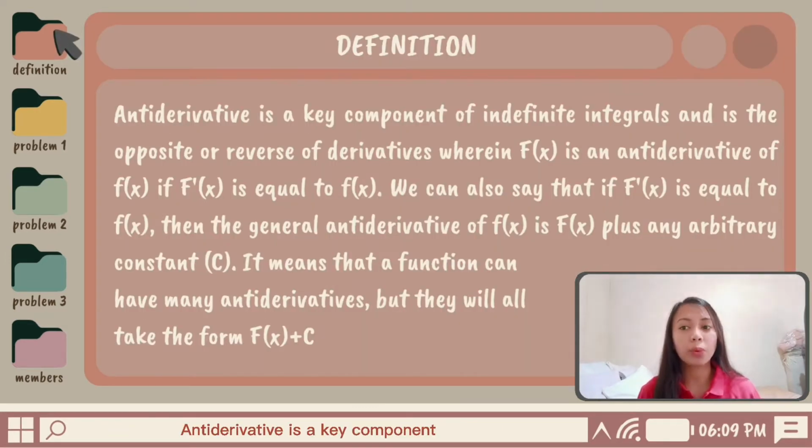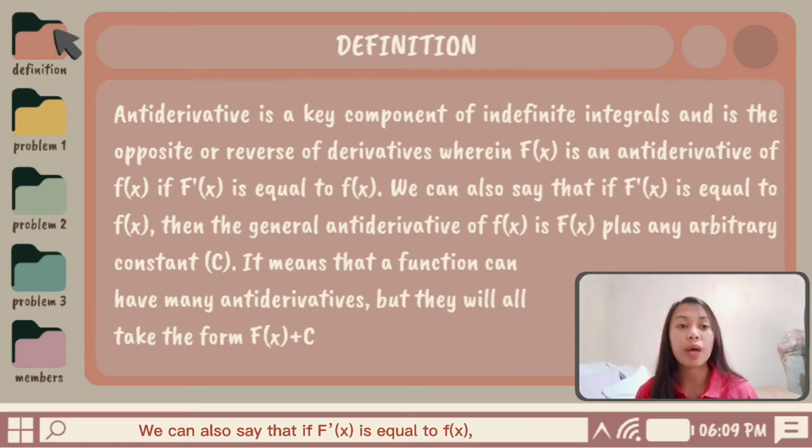Antiderivative is a key component of indefinite integrals and is the opposite or reverse of derivatives, wherein capital F of x is an antiderivative of f of x if F prime of x is equal to f of x. We can also say that if F prime of x is equal to f of x, then the general antiderivative of f of x is F of x plus any arbitrary constant, which we call letter c. It means that the function can have many antiderivatives, but they all take the form F of x plus c.